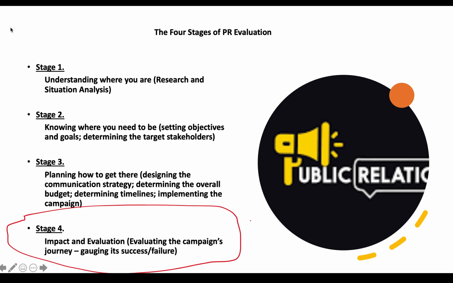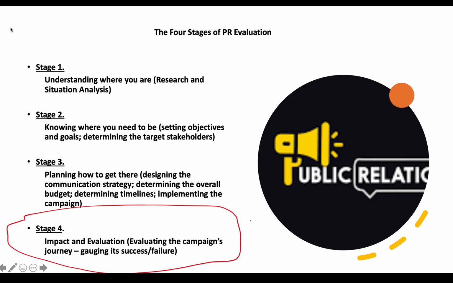Stage 3, planning how to get there, designing the communication strategy, determining the overall budget, the timelines, etc., and then implementing the campaign. So this is the time where the real nuts and bolts of the campaign are worked out, and then the campaign is made available to its stakeholders for them to engage with the communication that is being disseminated.